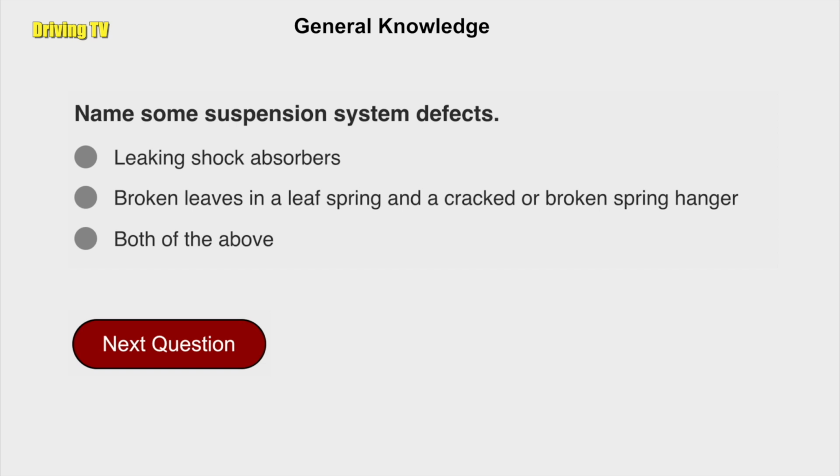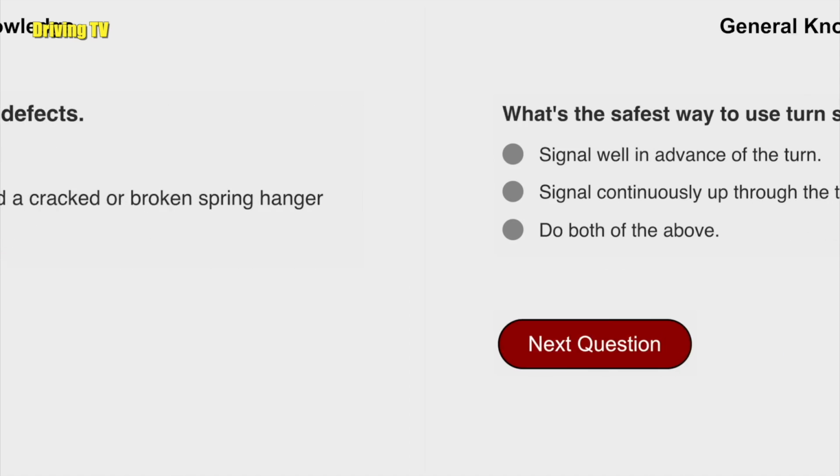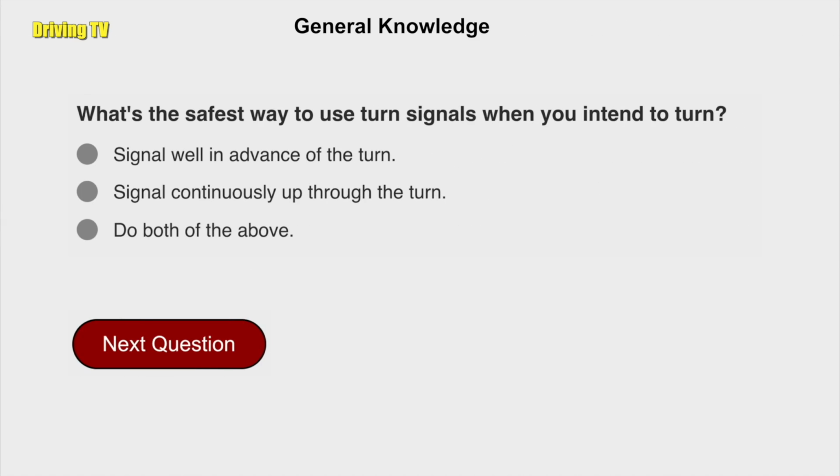Name some suspension system defects. Both of the above, leaking shock absorbers, broken leaves in a leaf spring, and a cracked or broken spring hanger. What's the safest way to use turn signals when you intend to turn? Do both of the above. Signal well in advance of the turn and signal continuously up through the turn.